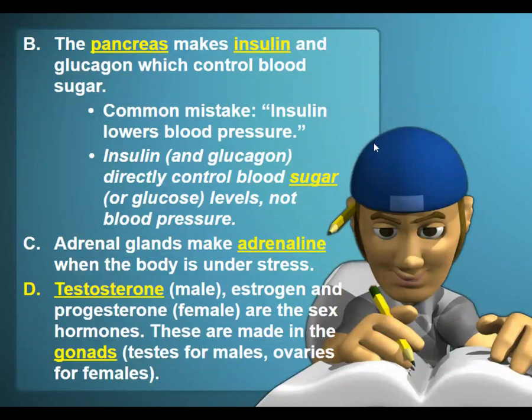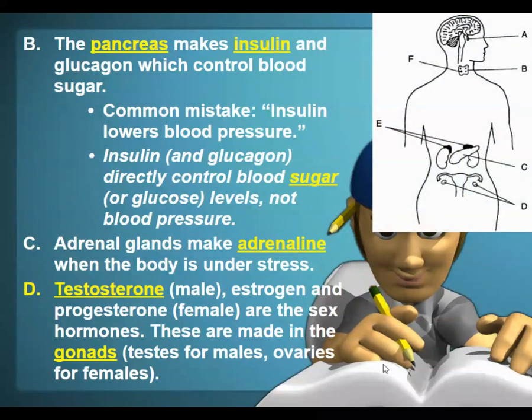Testosterone is the male sex hormone. Estrogen and progesterone are going to be the female sex hormones. And they're made in the gonads, so they're made in the testes in males and in the ovaries for females. And these are all different types of endocrine glands. Here on this diagram, it's just pointing to several different types of endocrine glands.